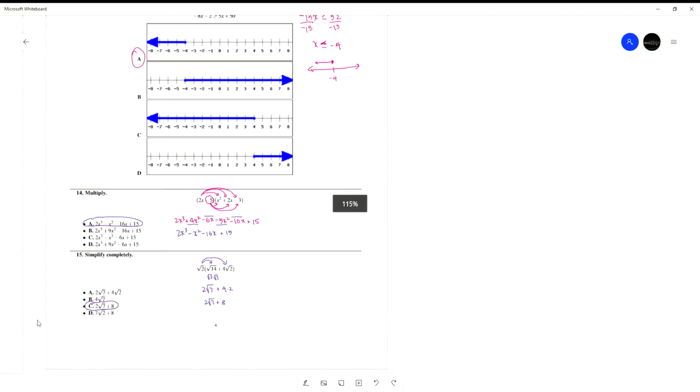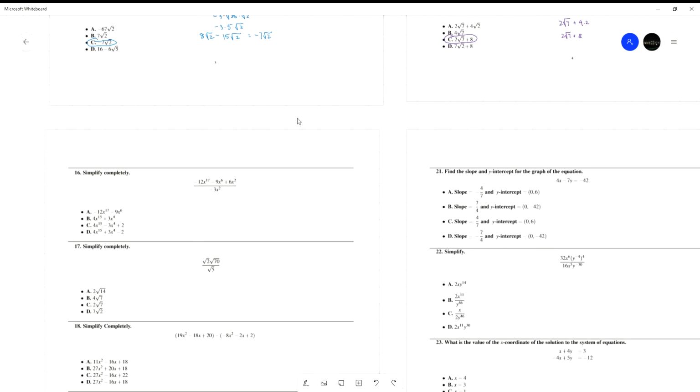All right, let's see here. We have a couple pages left.